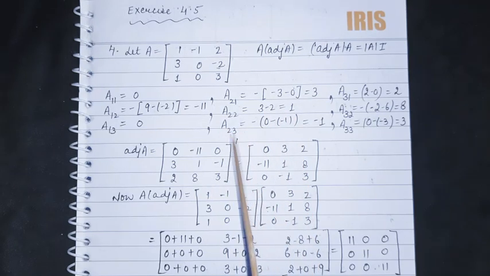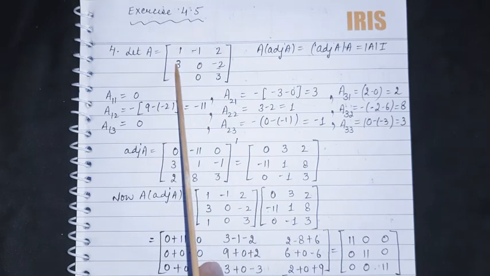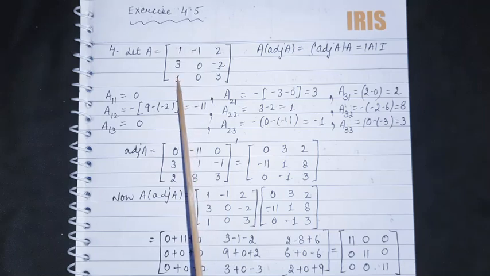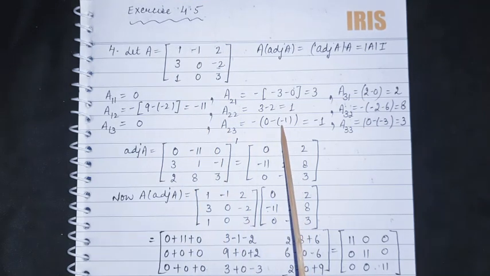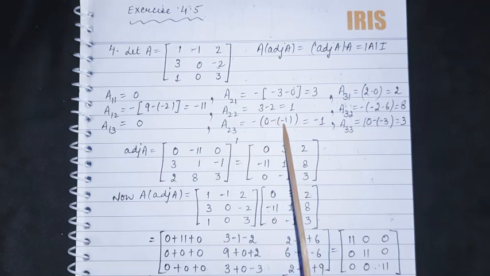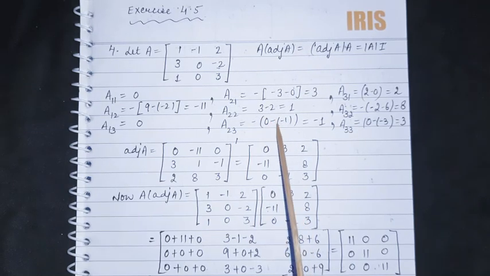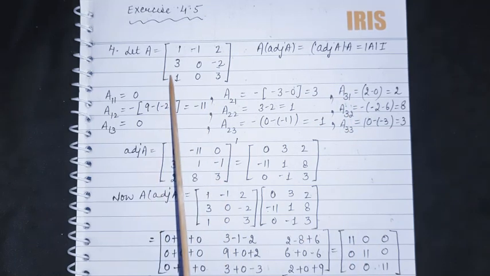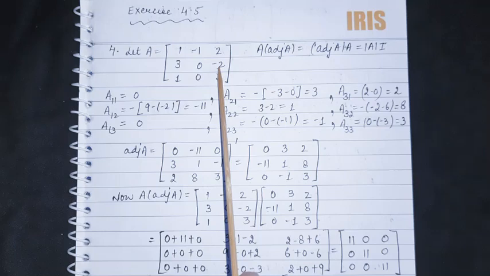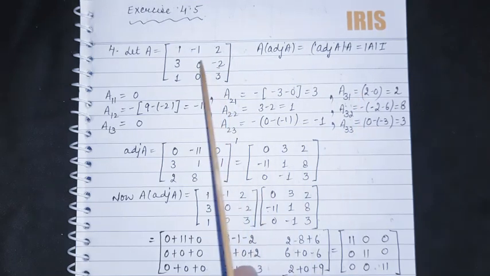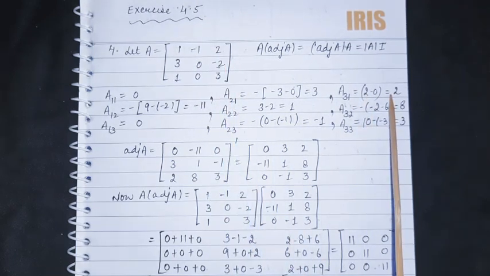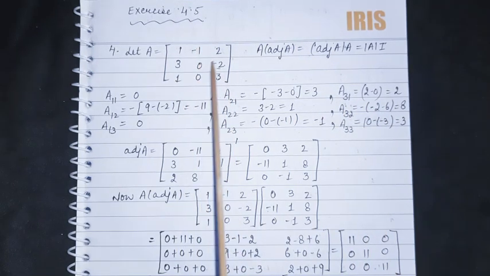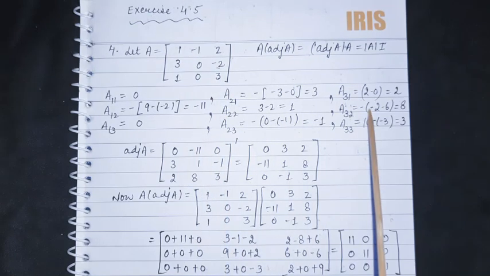Then A23, 2, 3, so there will be a negative here. Ignoring second row, ignoring third column, 0 into 1 is 0, and minus 1 into minus 1 is minus 1. So you will get minus of minus 1 is plus 1, and here it is minus, so ultimately minus 1. Then A31, ignoring third row, ignoring first column, minus 2 into minus 1 is 2, minus 0 into 2 is 0, which is 2.